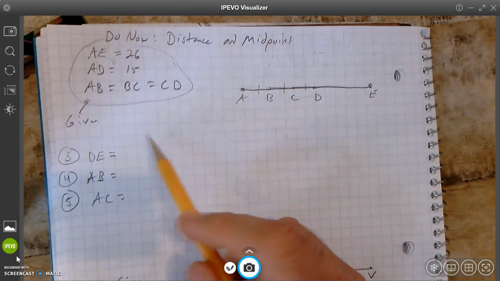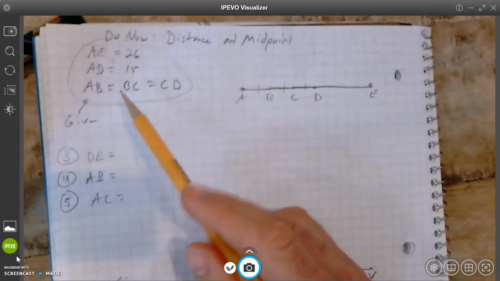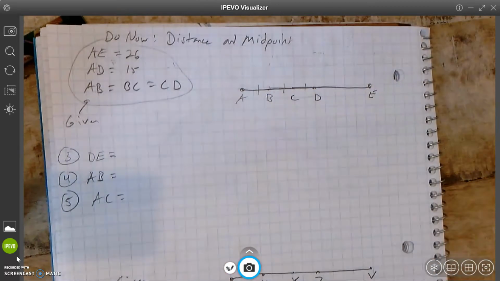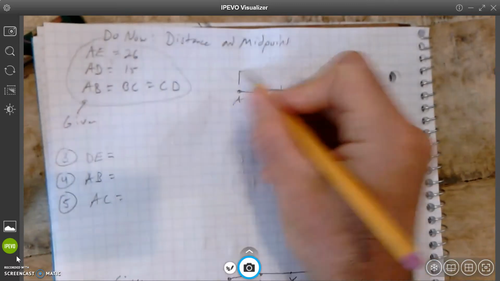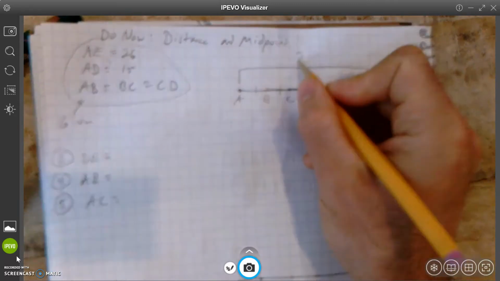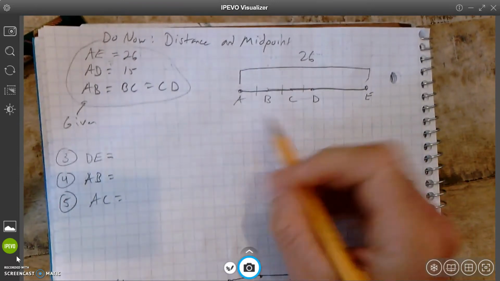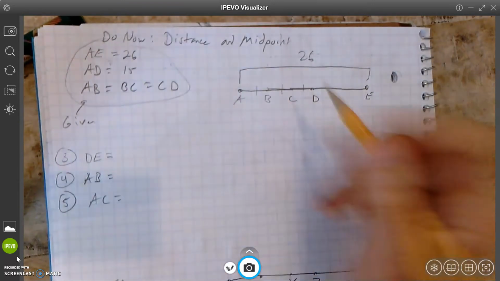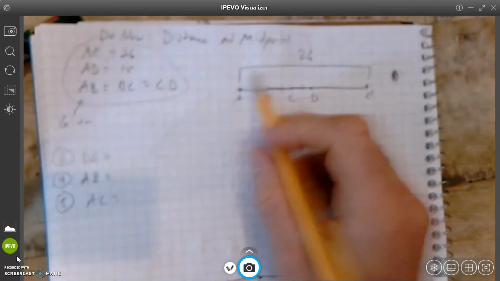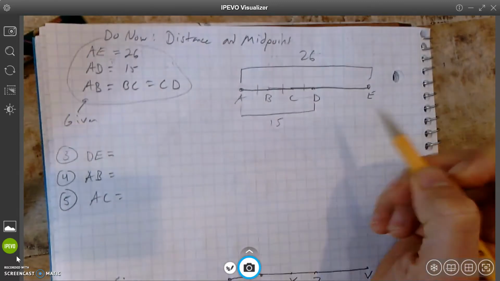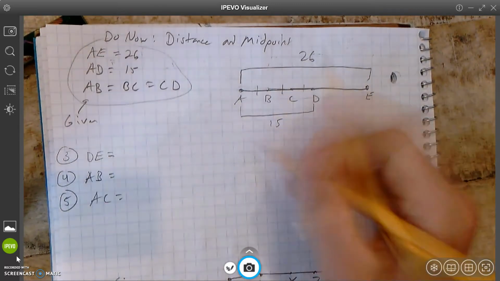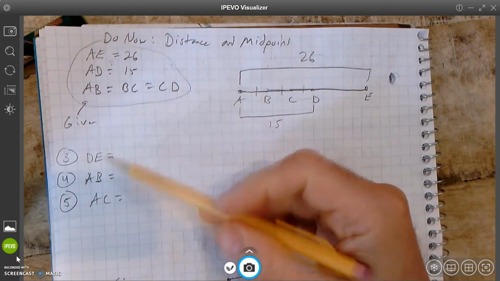Okay, so now I'm just going to mark up my picture. AE right here is 26. That's 26. Always mark up your picture. AD is 15. I can put it here, doesn't matter, so let's just put it right here, 15. Okay, with this information, now I should be able to answer these questions.